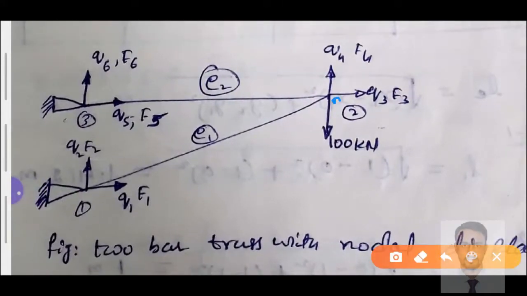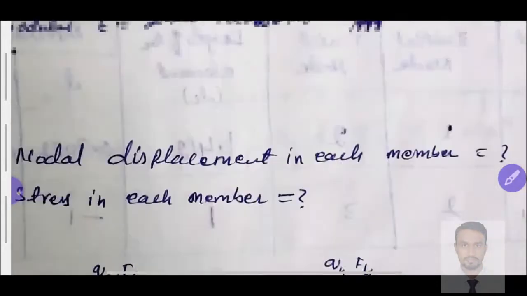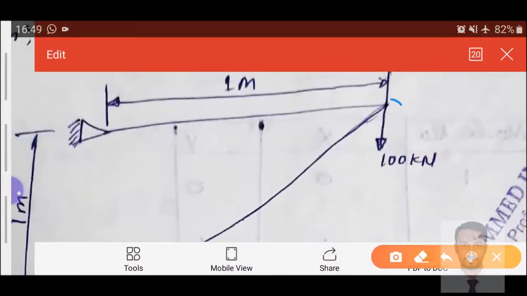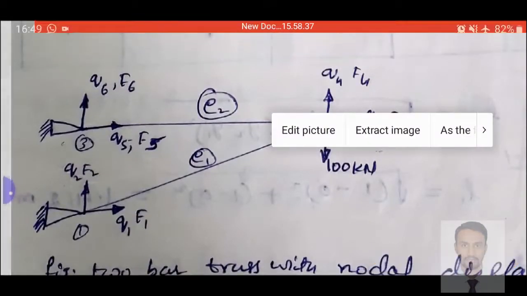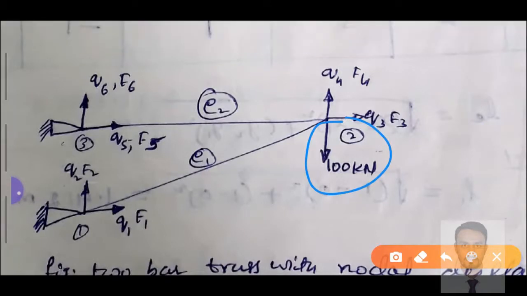So node number 2 has a force and displacement along the x direction, Q3. We always take the x direction first, then the vertical y direction. Q3 is the x direction, Q4 is the y direction. Due to the application of a force F3 along the x direction, and the force F4 along the y direction, Q4 will be displaced. The only force applied in the given truss is vertically downwards at node number 2, so I have represented that over here. That is 100 kilonewton. We have applied the load at node number 2 based on our given problem.